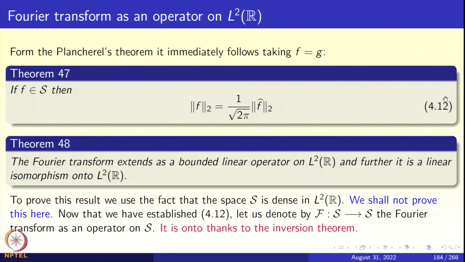So now that we established 4.12, let us denote by script F the mapping from S to S given by the Fourier transform. Now the Fourier transform maps S onto S thanks to the inversion theorem. So this F, if you restrict it to the Schwarz space, I get a mapping from S onto itself. Now I want to extend this map to an operator on L2 onto L2.